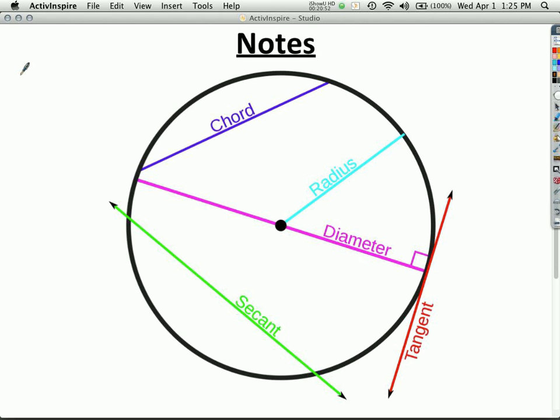Let's see what we've come up with. So let's start with a chord. Let's start with Team A. Team A, how would you describe a chord?